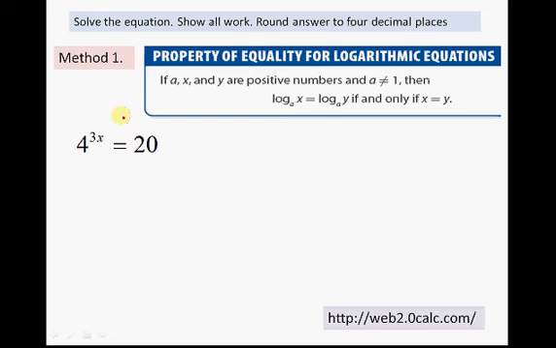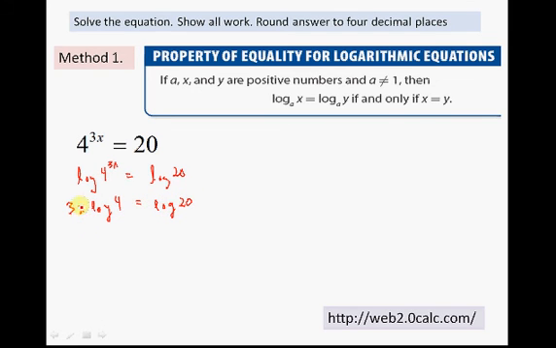And so we can use common log. We can take the common log on both sides. We could say log of 4 to the 3x equals log 20. Now we need to do something with this 3x. We've got log of 4 raised to 3x. Well, we can use the power property of logs and rewrite this as 3x log 4 equals log 20.